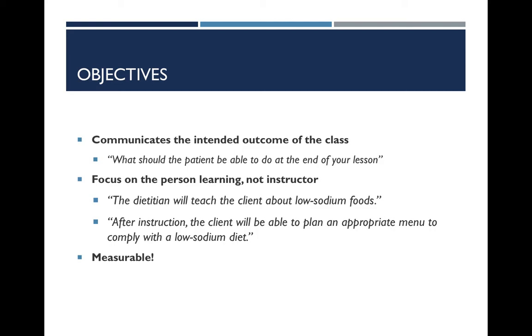So we're going to say after instruction, and we're saying that they're going to be able to plan an appropriate menu that complies with a low sodium diet. Because a low sodium diet is defined as less than 1,500 milligrams of sodium per day, we can analyze the menu that they develop and see if they have a working knowledge of foods that are low in sodium. We always want to make sure that we're writing SMART objectives, which we've previously talked about.